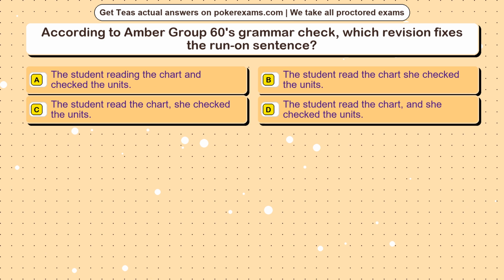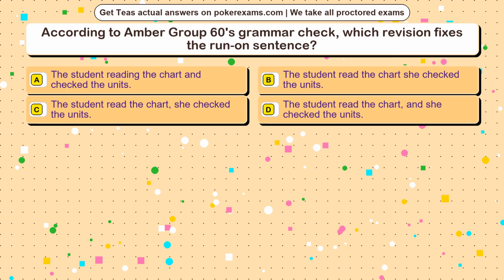Question 24. According to Amber Group 60's grammar check, which revision fixes the run-on sentence? Option A. The student reading the chart and checked the units. Option B. The student read the chart, she checked the units. Option C. The student read the chart, she checked the units. Option D. The student read the chart, and she checked the units.